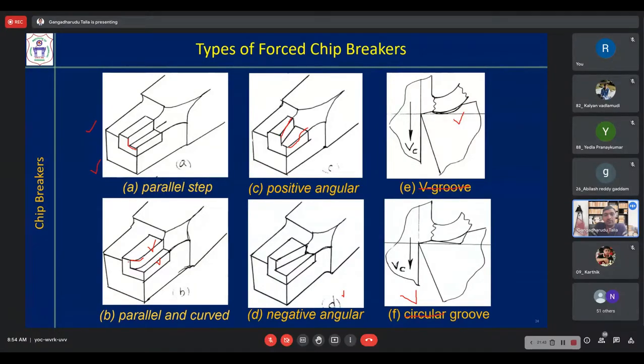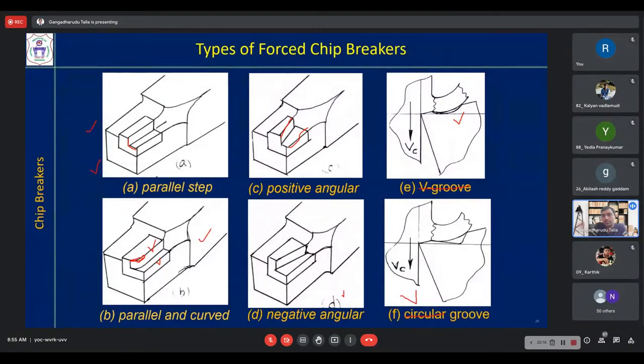Now, second is parallel and curved. You are providing a little bit of curve, some small curve towards the end. Now, this kind of chip breaker can be used for a bit of heavy cuts because you are providing a curvature. It can take more force now. If it is sharp, then it will break easily. If it has curvature, it can take higher forces. So you can use this kind of chip breaker for a little bit of heavy cuts.